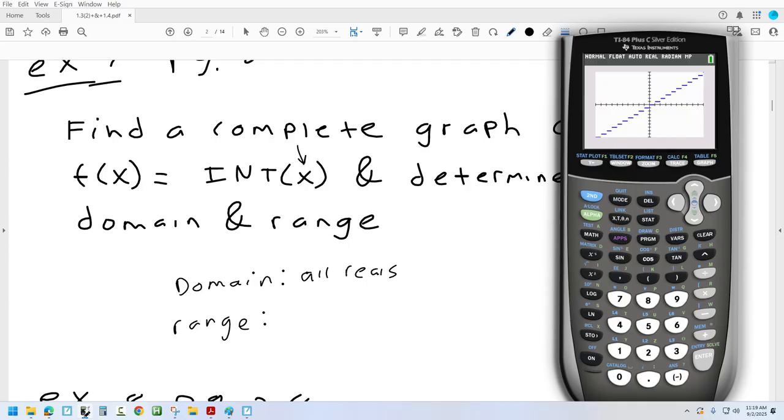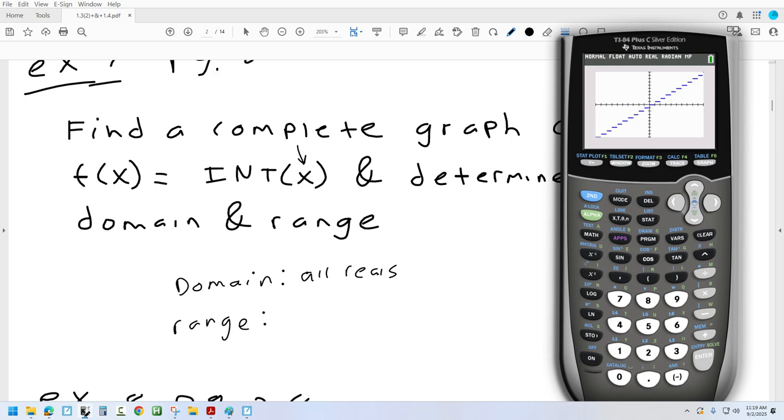No, not in this case. Just because this graph goes up forever and down forever, it does not mean the range is all real numbers. The range is the answer that you get back from this function. There are certain kinds of numbers you will never get back as an answer from the greatest integer function.